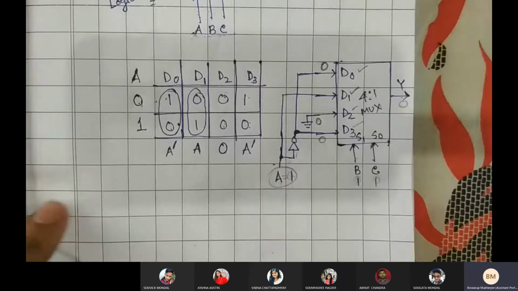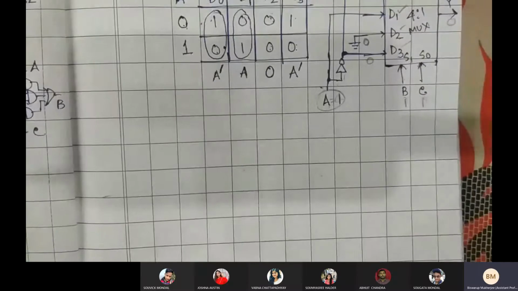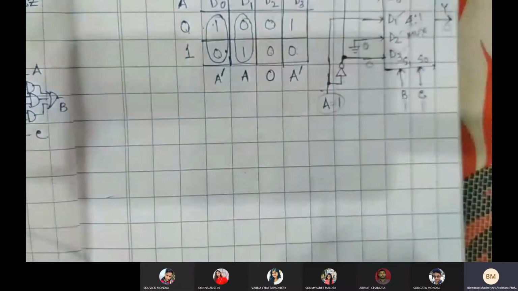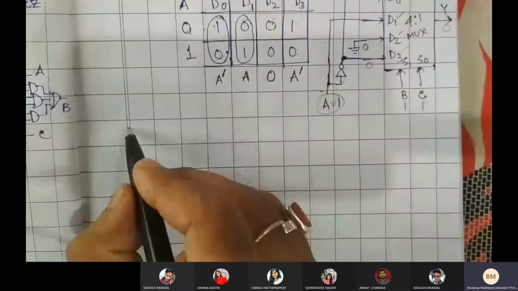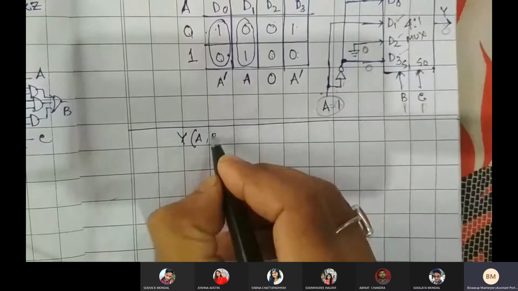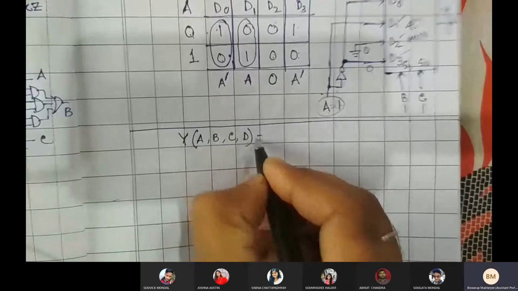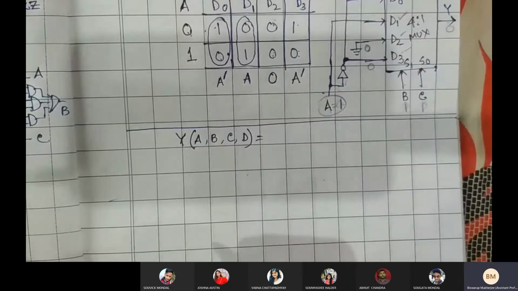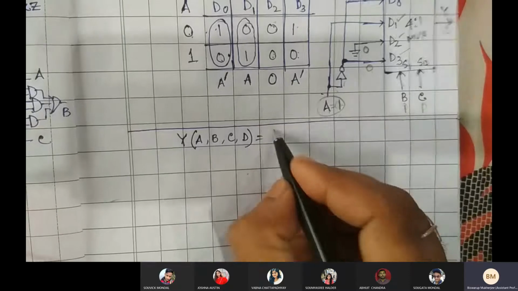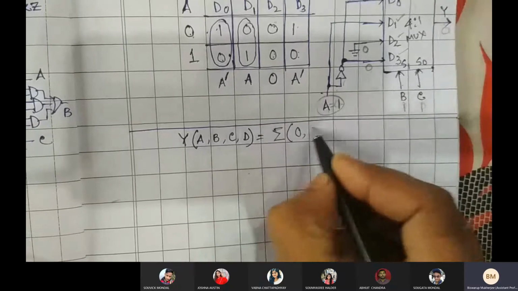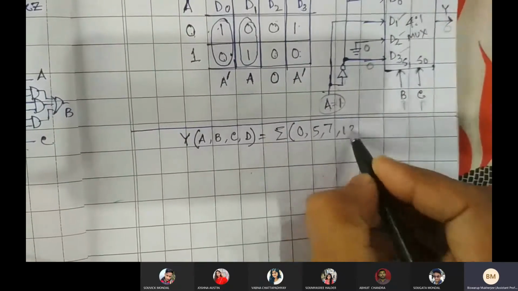So let me provide another example so that it would be clear. Okay, so fine. Maybe let I have one output Y, which is a function of A, B, C, D. Maybe like this, and we have suppose summation 0, 5, 7, 12, 15. Okay, this one.